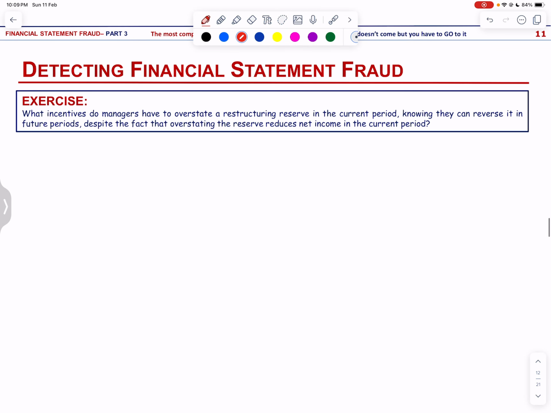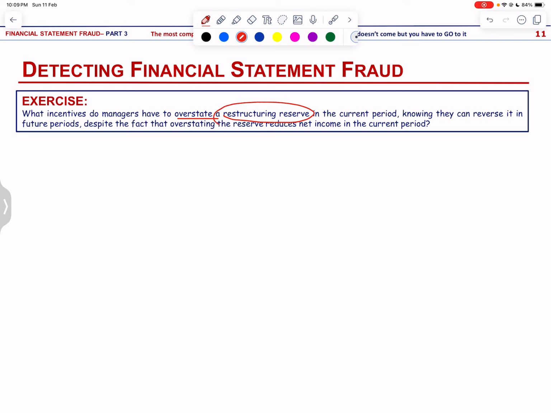What incentives do managers have to overstate a restructuring reserve in the current period, knowing they can reverse it in future periods, despite the fact that overstating the reserve reduces net income in the current period? So, managers are incentivized to understate net income in one period to overstate it in a subsequent period due to the accounting treatment of restructuring reserves.